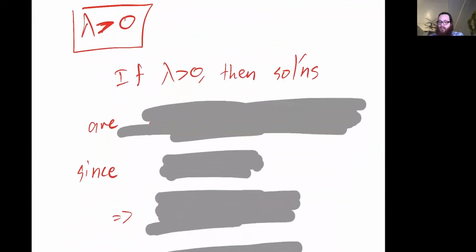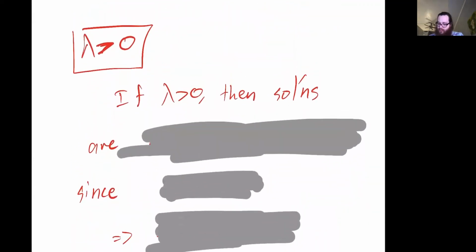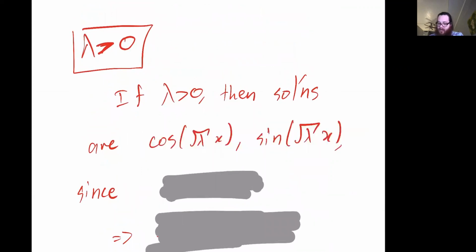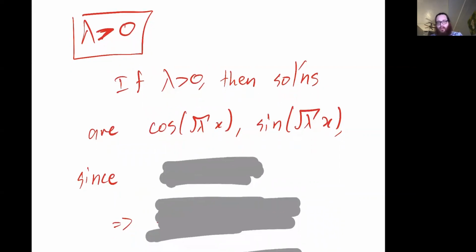Okay, so what about if lambda is positive? If lambda is positive, then it turns out that solutions to that ODE are going to be of this form: cosine of root lambda x or sine of root lambda x. So the question is, why those? Well, we can go through the same method of using this characteristic polynomial from ODEs.